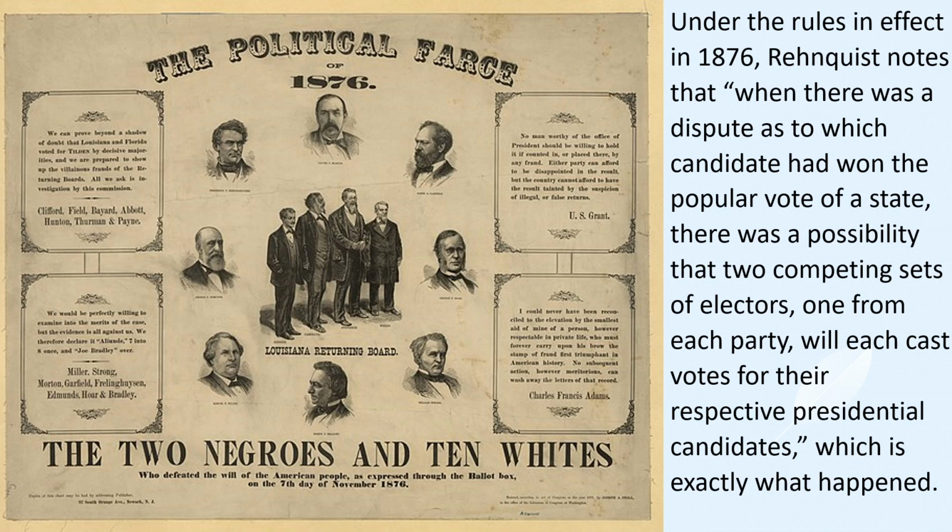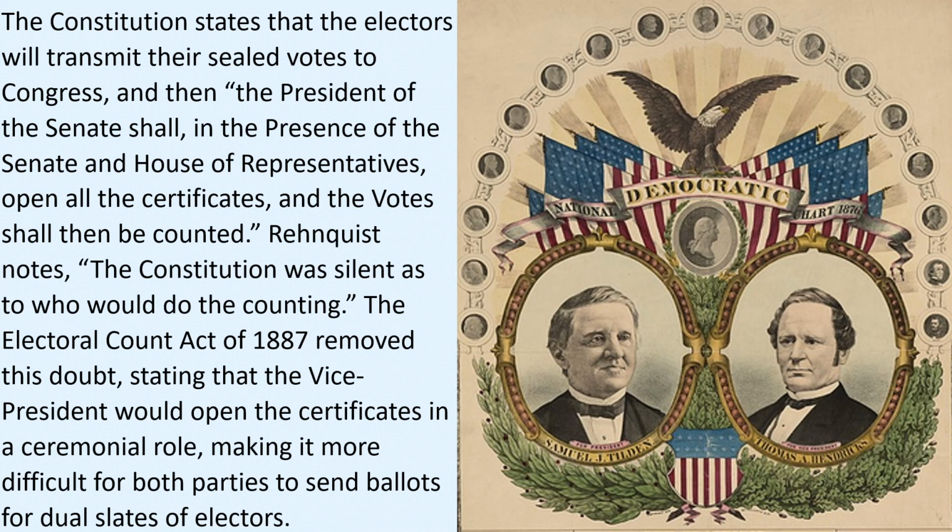Now, under the rules in effect in 1876, Rehnquist notes that when there was a dispute as to which candidate had won the popular vote of a state, there was a possibility that two competing sets of electors, one from each party, would each cast votes for their respective presidential candidates, which is exactly what happened. The Constitution states that the electors will transmit their sealed votes to Congress. Then the President of the Senate shall, in the presence of the Senate and House of Representatives, open all certificates, and the votes shall then be counted. But Rehnquist notes, the Constitution was silent as to who would do this counting.